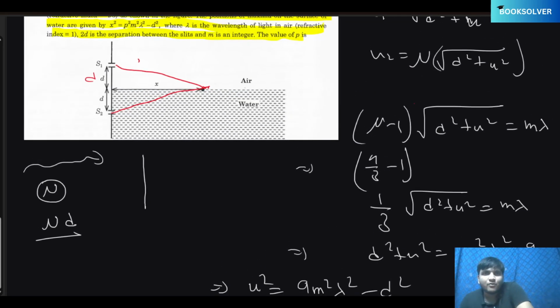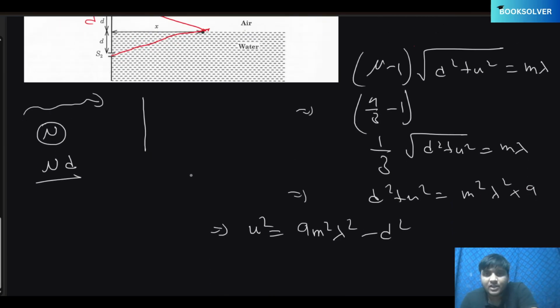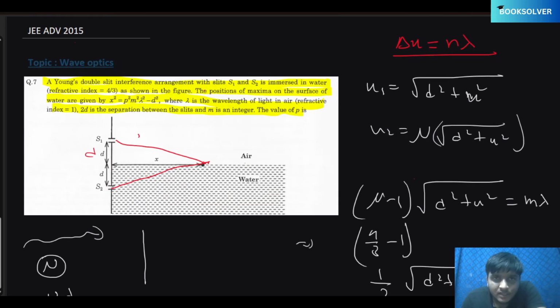So let's check what they are asking. They are asking for p square. Here p square is nothing but 9, which means p is equal to 3. So let me write the final answer. So p is equal to 3 is our final answer. Thank you everyone.